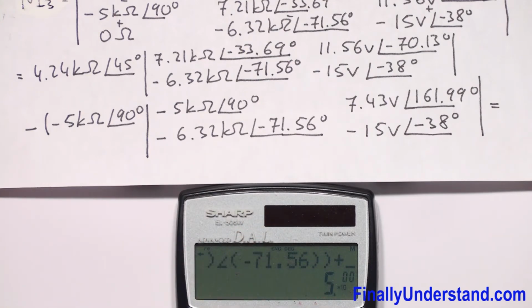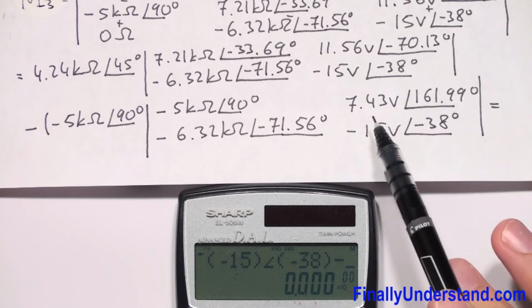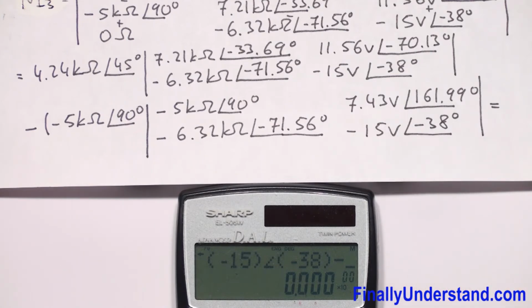So I have plus 5 exponent 3 angle of 90 degrees, open parenthesis, and this times this minus this times that. Okay, so I have negative 5 exponent 3 angle of 90 times 15 negative and angle of 38 negative, minus 7.43 volts and angle of 161.99 times negative 6.32 exponent 3 and angle of 71.56 negative, close parenthesis. This is equal to 984.35 mega ohm volt and angle of 172.56 degrees. So let's write this down.